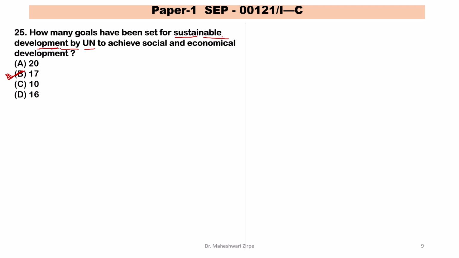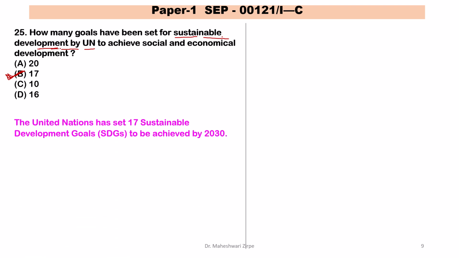Or even I can prepare one video on sustainable development. You can go through all those 17 goals. The UN has set up 17 goals, okay, and which have to be achieved by 2030. So the year also you should know, they are to be achieved by 2030.